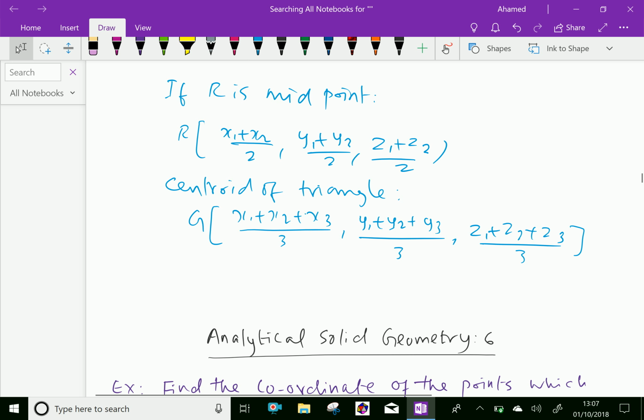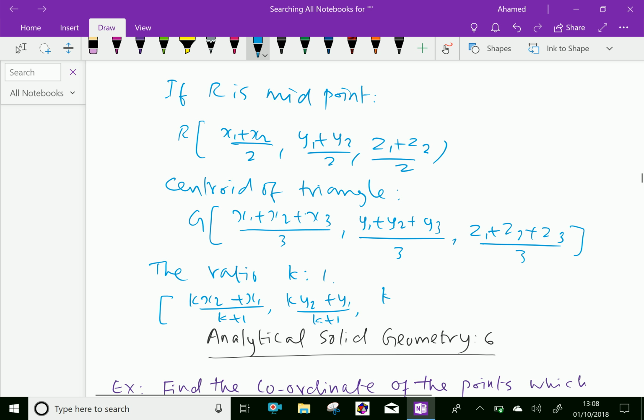One more thing, the coordinates of the point R which divides in the ratio k to 1 are ((k x2 plus x1) over (k plus 1), (k y2 plus y1) over (k plus 1), (k z2 plus z1) over (k plus 1)), if the ratio of division is k to 1. Here k should not be equal to minus 1, that is the condition.